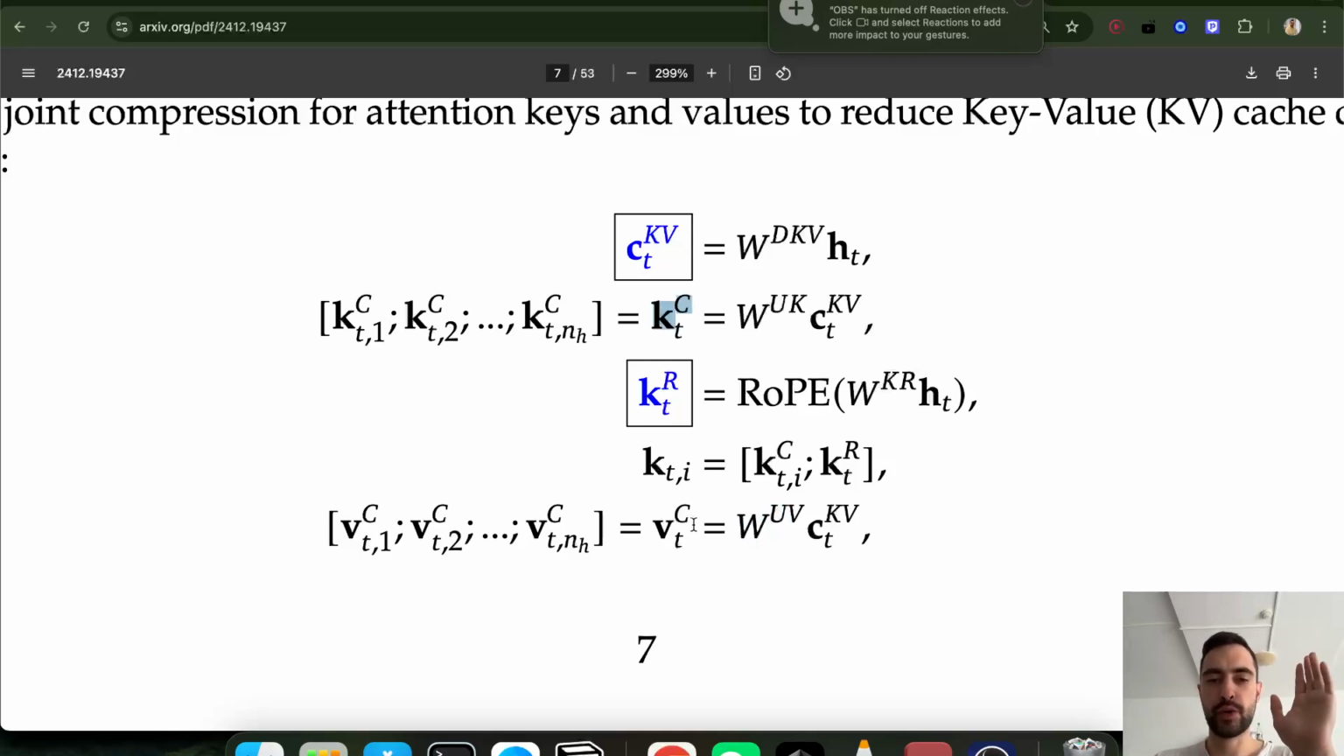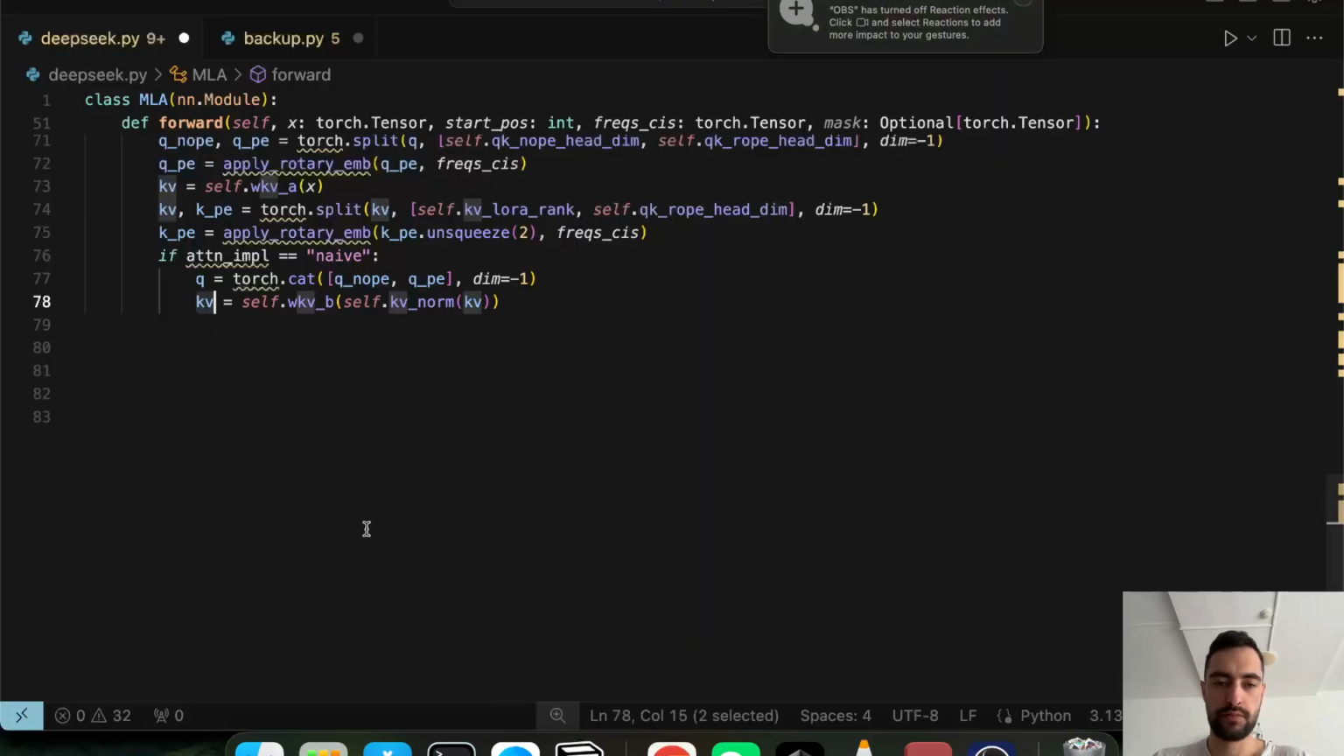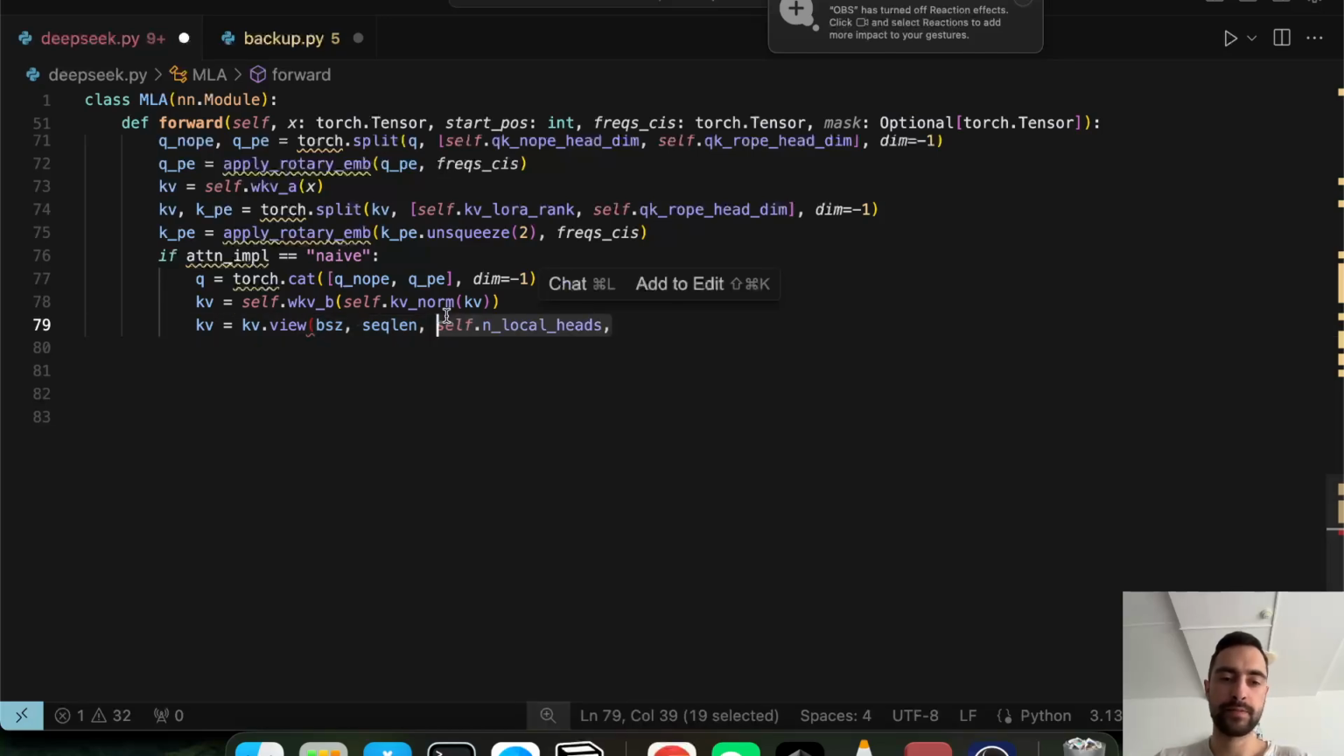No, there are no heads. We will just get the key and the value concatenated as a big vector for each token. And now we need to split the key and the value, and then split each into heads. Let's go. KV is equal to KV view. So now we are splitting key and value.